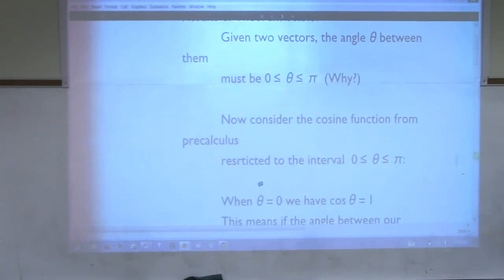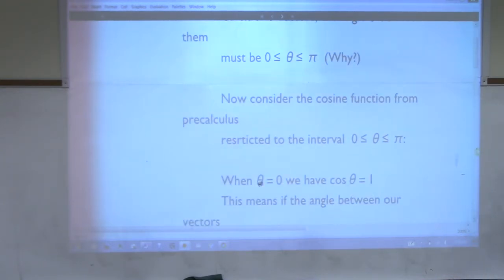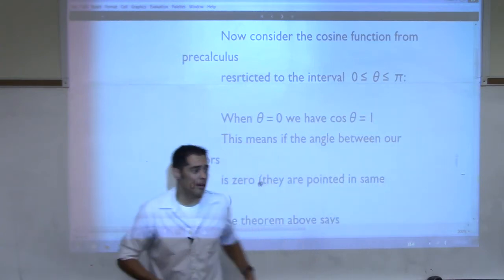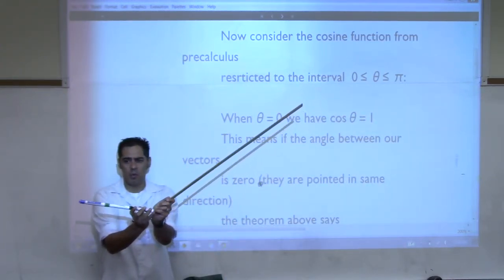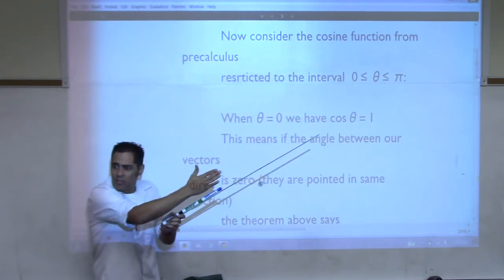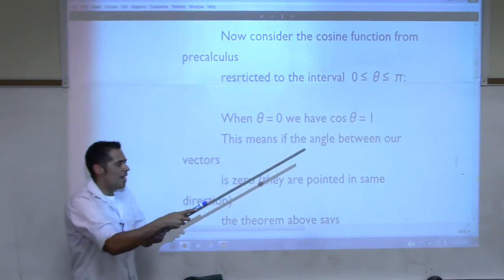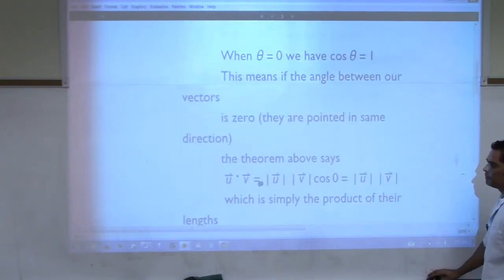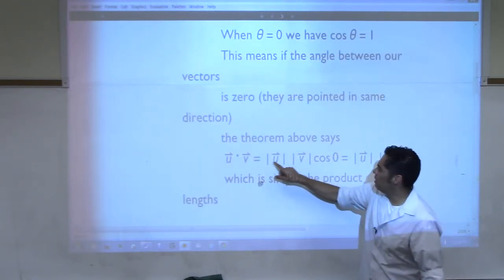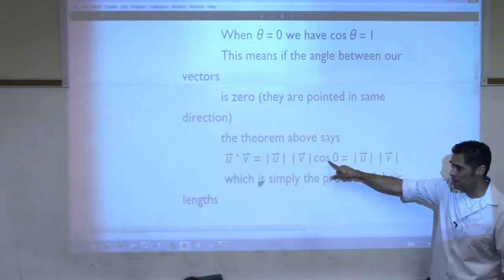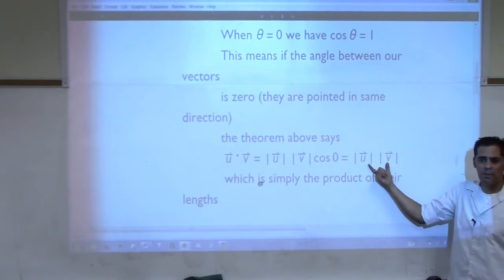All right, now consider the cosine function, what we learned in pre-cal. What if your angle is 0? What can you tell me about cosine? Cosine of 0 is 1. So here if I have two vectors and the angle between them is 0, that means that they are pointed in the same direction, right? And that means that the dot product is just going to give us what? The dot product will be the magnitude of u times the magnitude of v times cosine of 0, but cosine of 0 is 1, right? So it's just their lengths multiplied together.